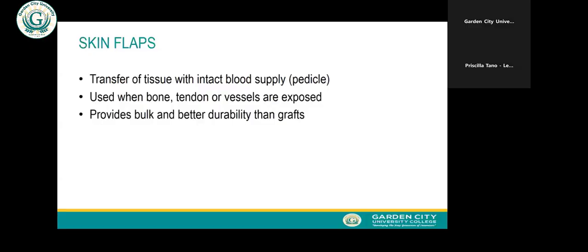So a part of the skin and subcutaneous tissue is being transferred or attached to another part. What is a pedicle? So mostly with that, a part is maintained and the other part is just taken and put over the other. Is that okay?